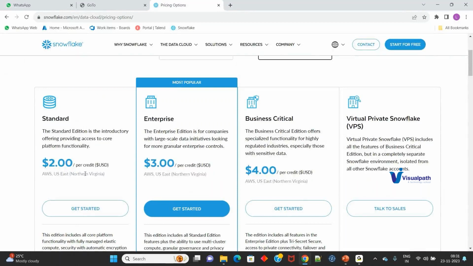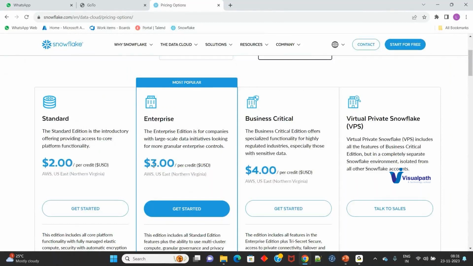Like we know, if you want to buy groceries, we buy them in kilograms, or liquid items in liters. So here also the measurement is per credit: $2 per one usage of credit. How the credit will be converted into seconds, we will see tomorrow in the virtual warehouse class. So if we consume one credit, we need to pay $2.